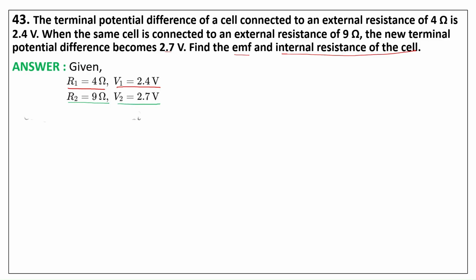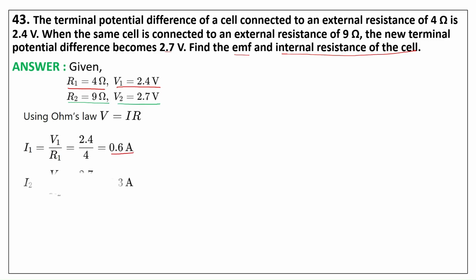Using Ohm's law, V is equal to IR. On equating, I1 is equal to V1 by R1. That is, I1 is equal to 2.4 by 4 is equal to 0.6 ampere. And I2 is equal to V2 by R2. That is, I2 is equal to 2.7 by 9 is equal to 0.3 ampere.